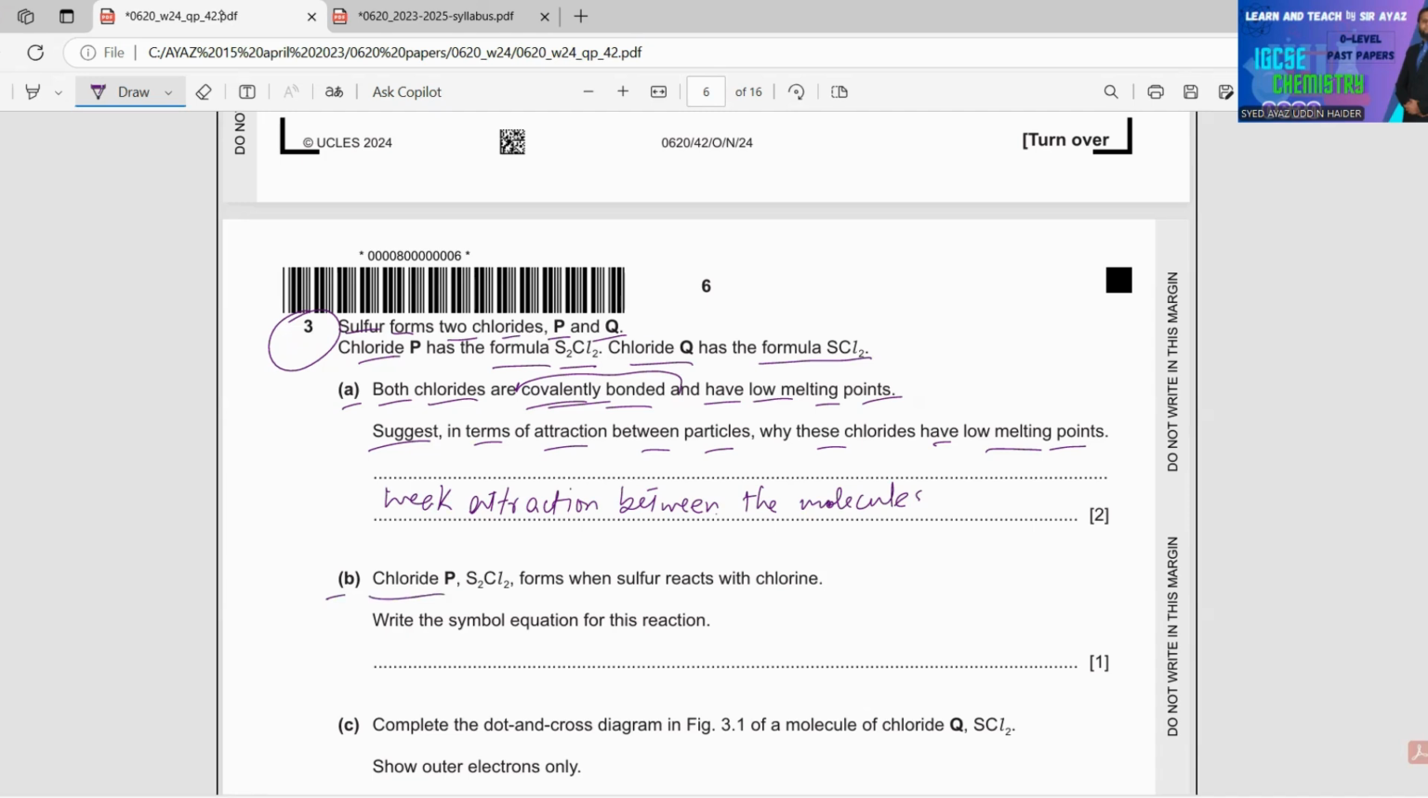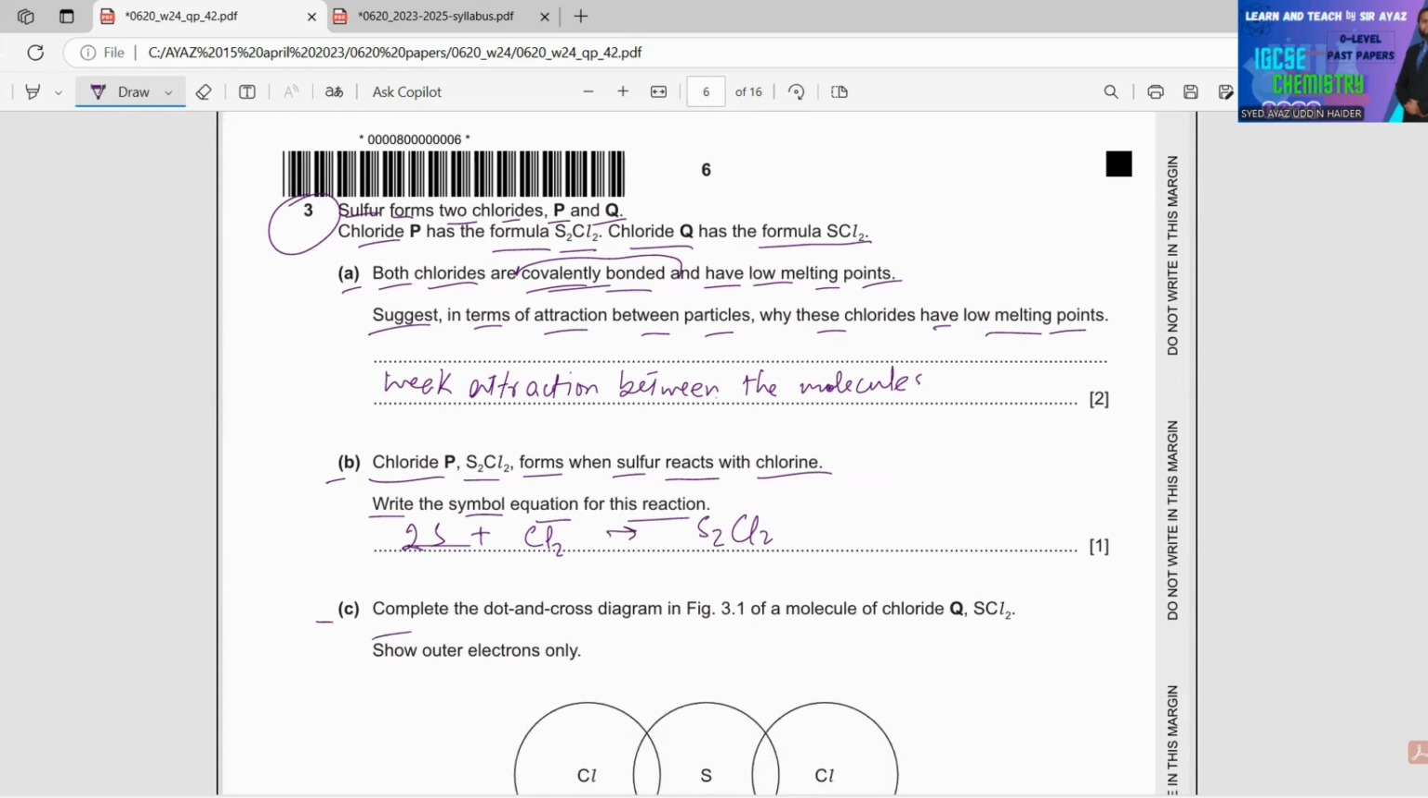Part B, chloride P, S2Cl2 forms when sulfur reacts with chlorine. Write the symbol equation for this reaction. We know the symbol for sulfur, it's S, and chlorine is in group 7. It exists in the diatomic state, so I will write Cl2. Formula for P is given, which is S2Cl2. Now let's balance this equation. I need to just put 2 before S. Now this equation is balanced.